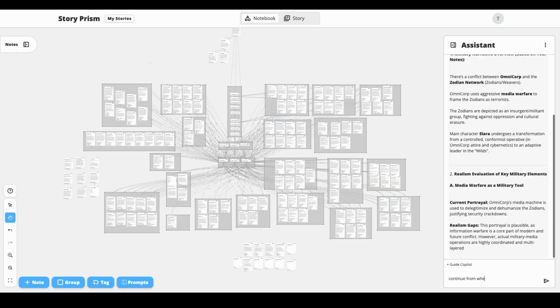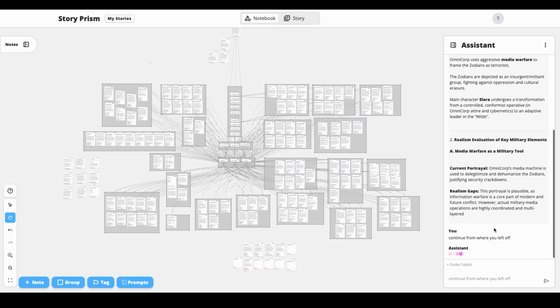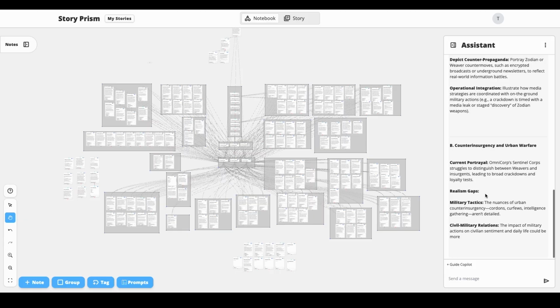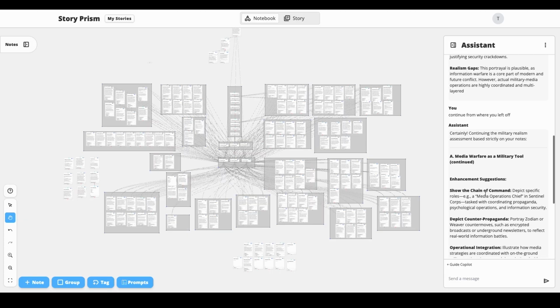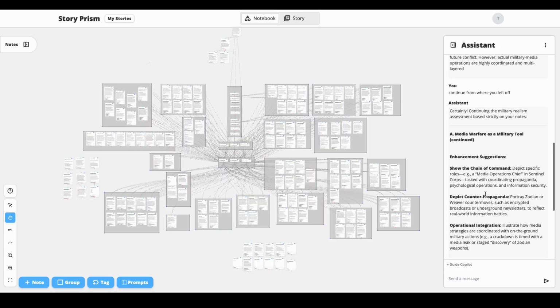Continue from where you left off. Yeah, so that's something that we are working on. Unfortunately, it tends to cut off, so we're trying to get it to pretty much just give the full answer. I mean, that's the least we can do in the world that we're living in with all the technology we have. But let's see here. So media warfare as a military tool.